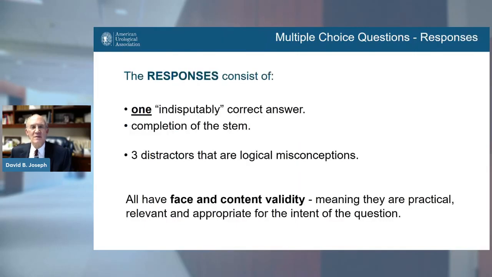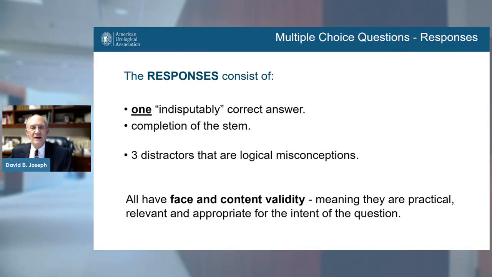Moving on to the responses. The AUA in most cases will require 4 responses. You might be asked sometime in the future to write 5 responses for a question. There's good psychometric and statistical knowledge to know that if a question is written well, whether you have 4 responses or 5 does not really matter. So writing 4 responses, if it's meeting your goal, will be very effective.